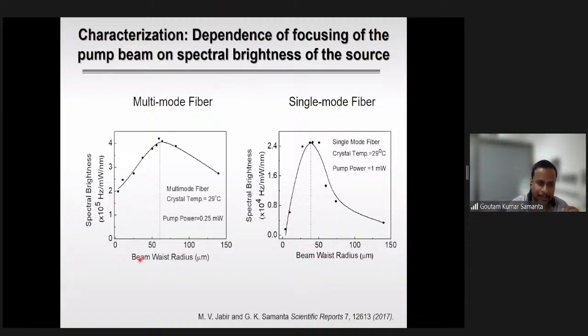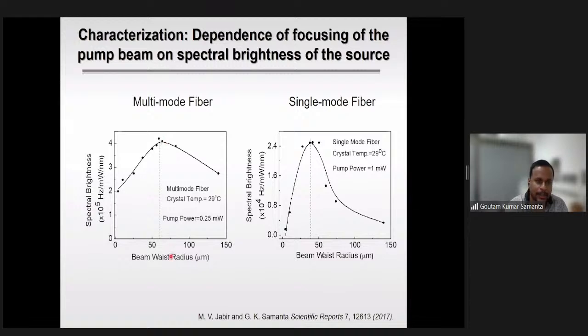Since I'm talking about enhancing the brightness, you have to explore all possible parameters to enhance the brightness. Once we have used the nonlinear crystal and it's fixed, we then use a different pump beam, because nonlinear interactions are an intensity-dependent phenomenon. So if you can improve the pump beam intensity, you can improve the generation rate or the spectral brightness. Here we use different pump beam waists, or focused beams, and measure the spectral brightness using a multi-mode and a single-mode fiber.